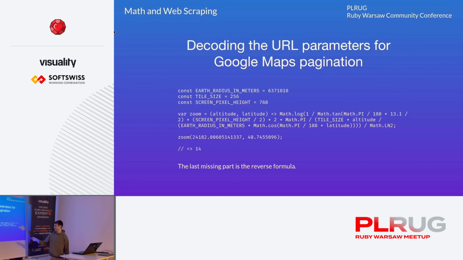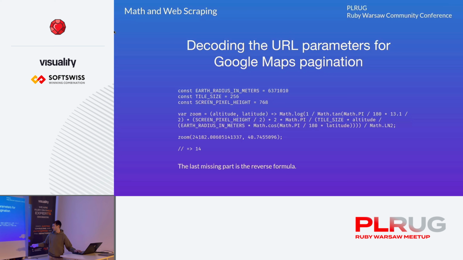And so this is how it renders, and this is how it works on the front-end side. But in order to make an actual request, we needed to reverse the formula.